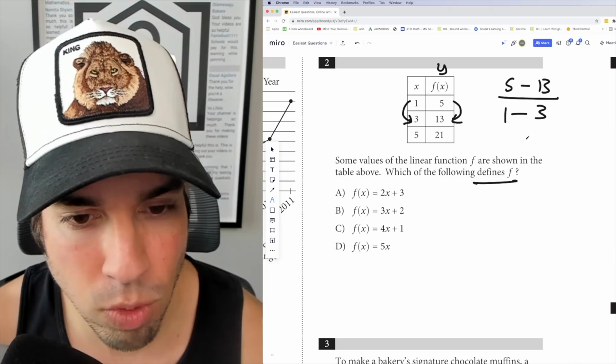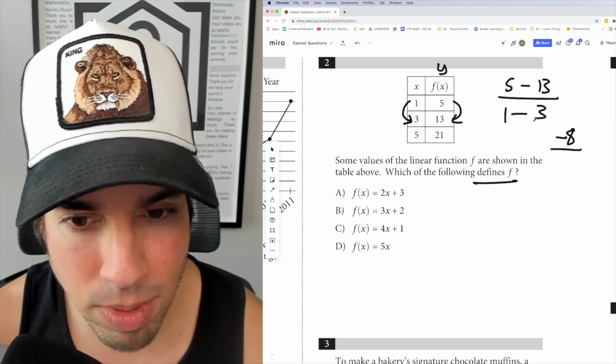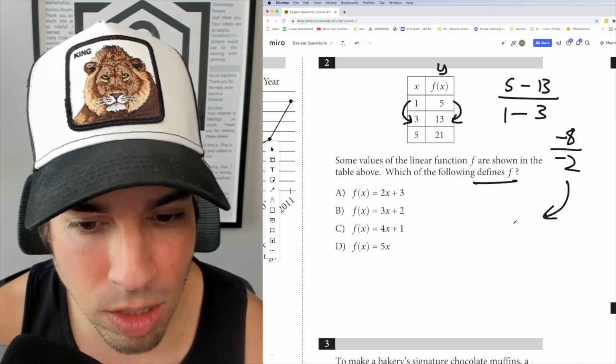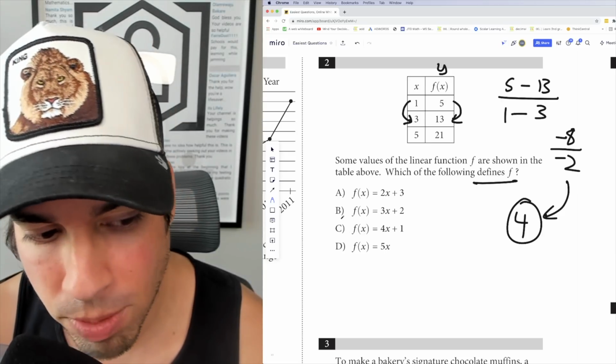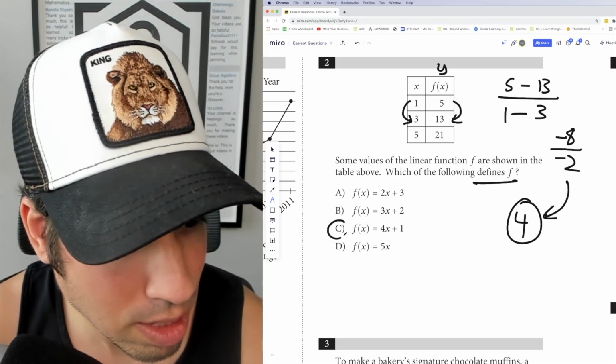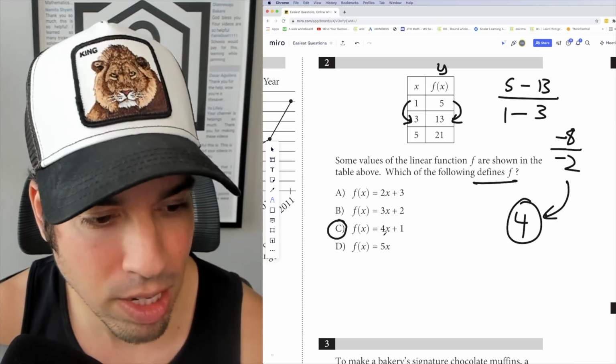5 minus 13 is, of course, negative 8. 1 minus 3 is negative 2. That gives me a slope of 4. Well, the only equation with a slope of 4 is C. So C has got to be the winner. But we're going to verify just in case.